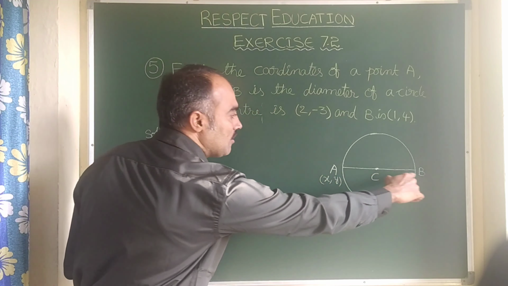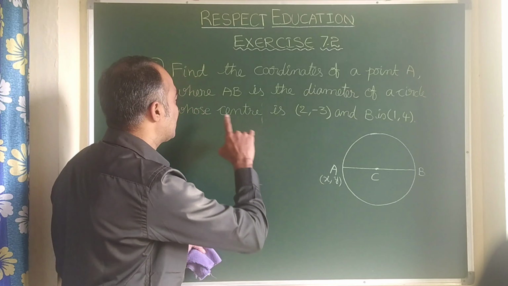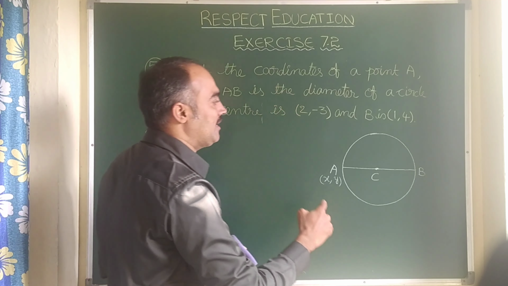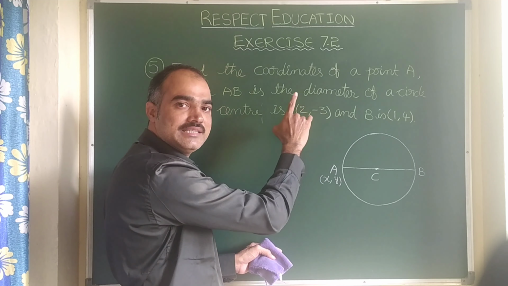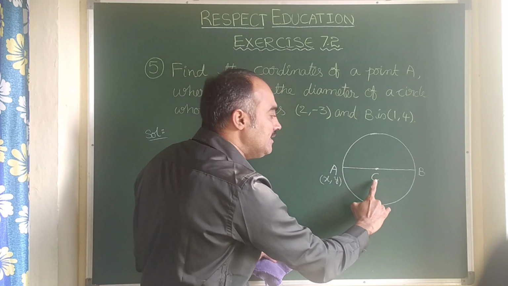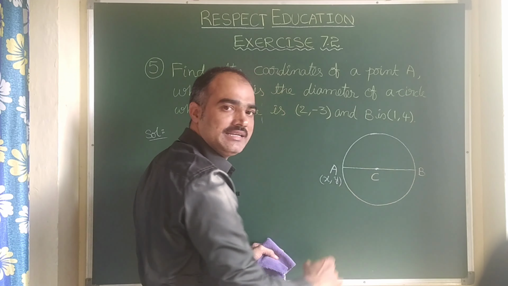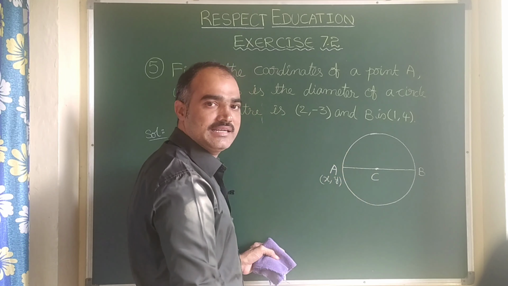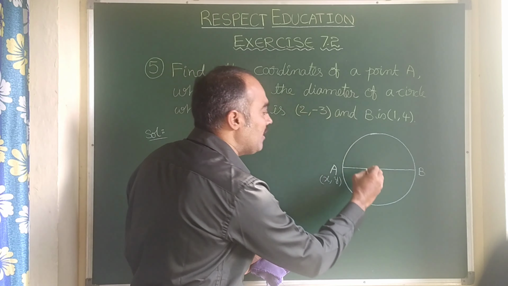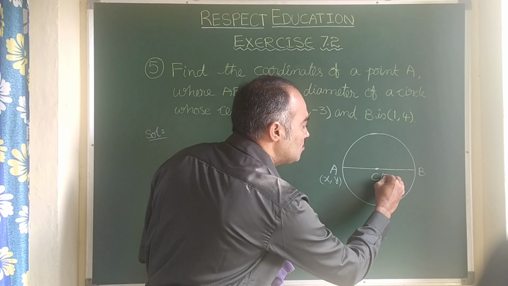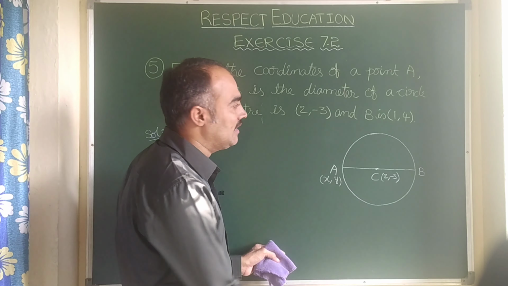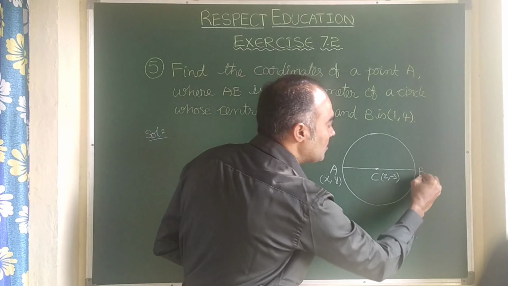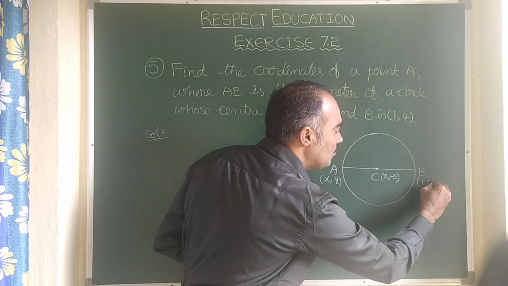Where AB is the diameter of a circle whose center is (2, -3). For this circle, (2, -3) is the center. Now in C and B, which is the center? Clearly C is the center. So we can take (2, -3) as C. So (2, -3) is the center of the circle and B is (1, 4).